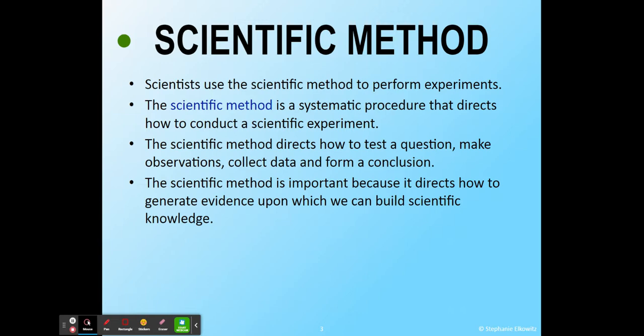So the scientific method is basically a way for us to make a question, test that question, collect data, and form a conclusion. And the reason why this is important is because by using the scientific method and scientific experimentation, we can prove our theories correct or mostly correct so that we can build our scientific knowledge and know that what we are doing is accurate. Okay? So let's go ahead and highlight the words that you need to fill in.